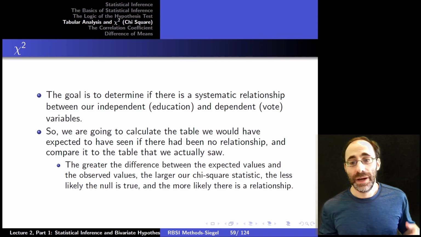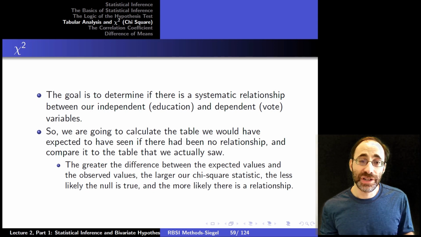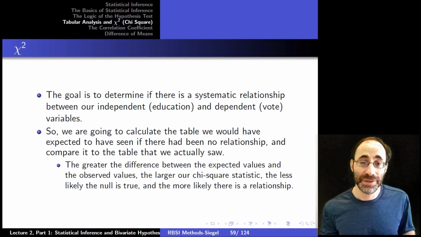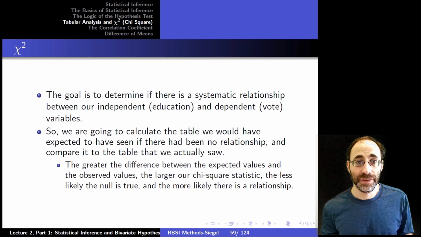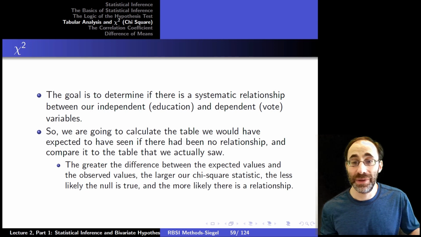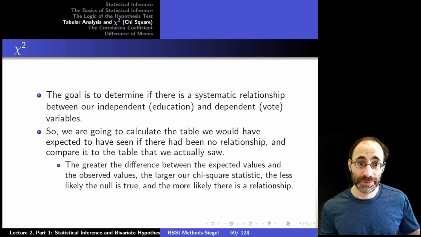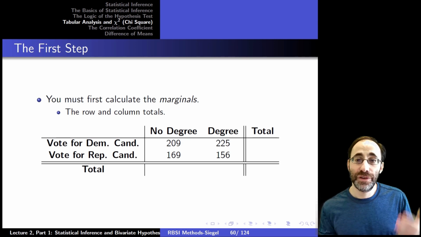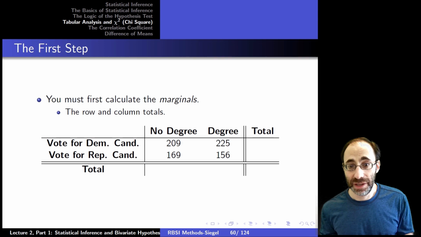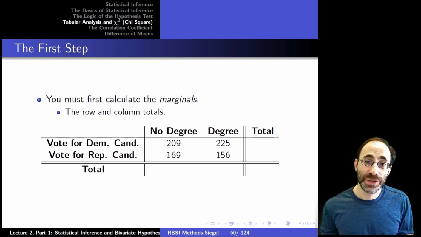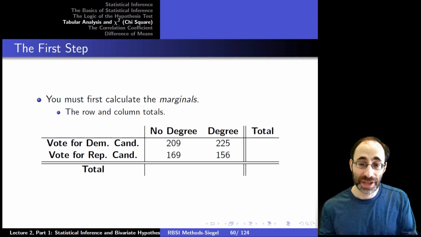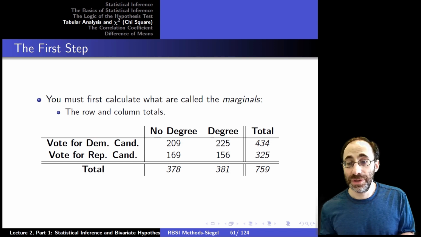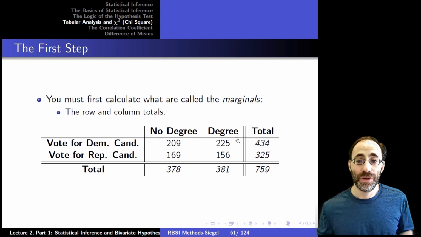That's it. And the chi-squared is going to be a measure of how different the table we got is from the table we would have expected to have gotten given no relationship. How does that work? It's actually pretty straightforward methodologically. First, you calculate what are called the marginals in the table. These are the totals of each row and each column. So here's our table. We total the rows, we total the columns, and we total the total.